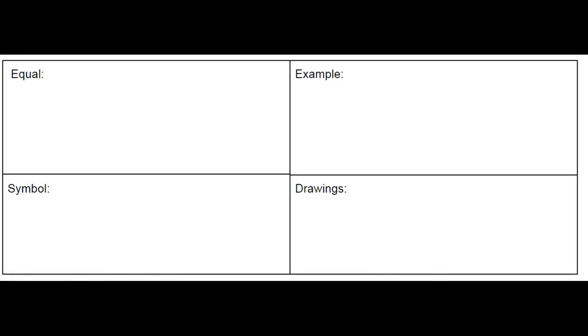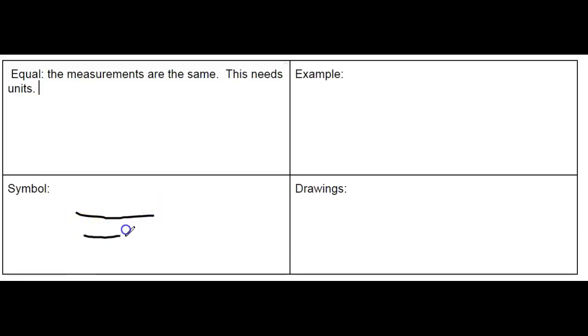Okay, now let's talk about when things are equal. When things are equal, equal means the measurements are the same. This needs units. So for length, it might be something like inches or centimeters or miles, whatever. If it's angles, it's usually going to be something like degrees. There's another one called radians, but you don't normally see that. The symbol for equal, you should be pretty familiar with. Equal sign, simply that. And we say that is equal to. Okay, so something is equal to something else.